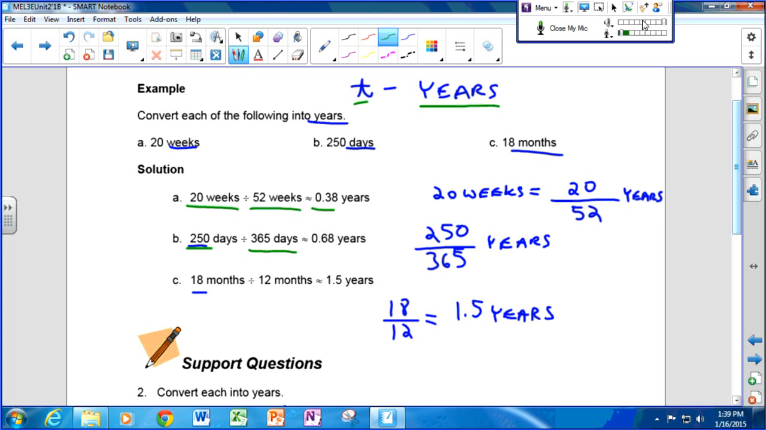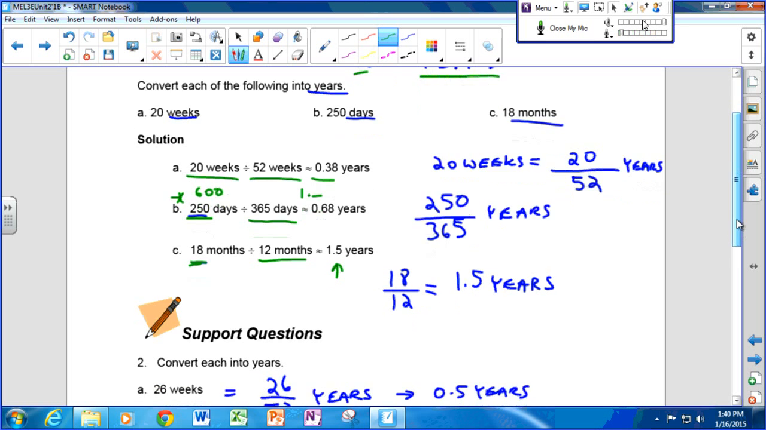Now, don't let this throw you. If they gave you 600 days, you can still do the same thing, and then your number would be 1 point something or other. So don't let that throw you off if the number of days or weeks or months is more than the number in a year, like this one, 18 months. You can still divide it by 12, and you get 1.5 years. If it was an even multiple of 12 months, so if it was 24 months, you get 2 years, and then your T would be 2. All you're doing here is converting a number of months, days, or weeks into a fraction of a year, or multiple years.